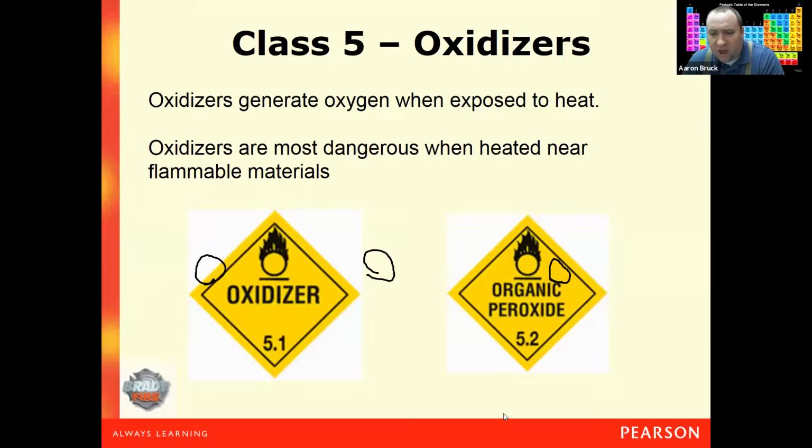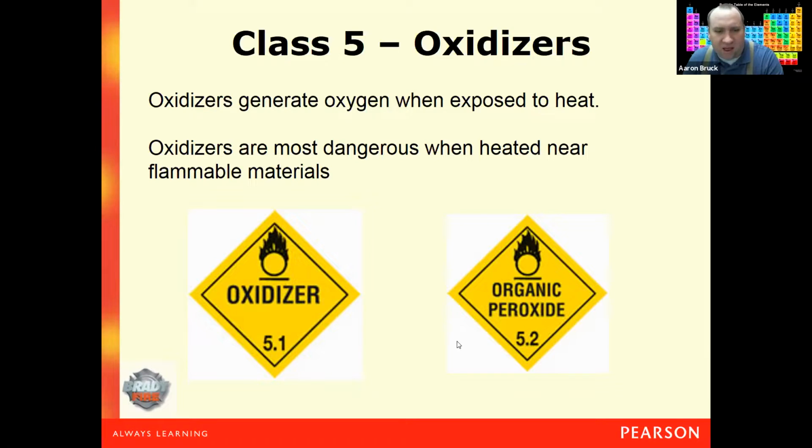Class 5, we have our oxidizers. Oxidizers are things that will generate oxygen gas when they are exposed to heat, and are generally most dangerous not when they are by themselves, but when they are near flammable materials. So on their own, yes, they're dangerous. They do have some reactive power, but it's only when we put them next to something that is flammable that we really start to see a difference.